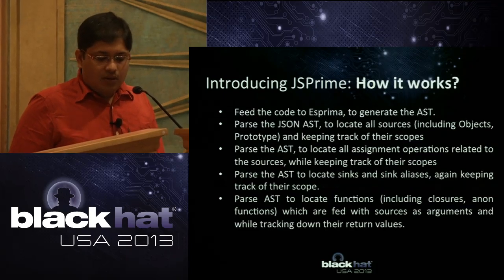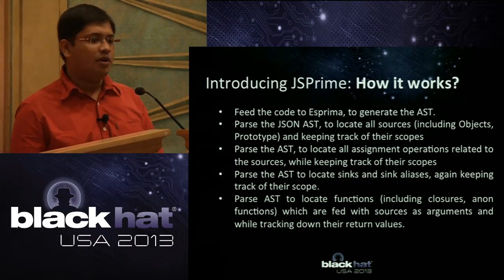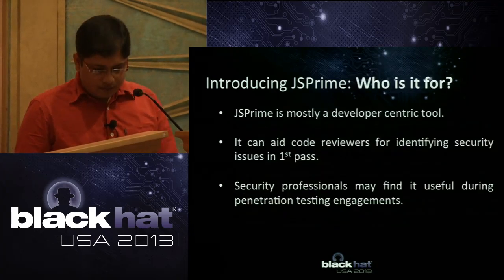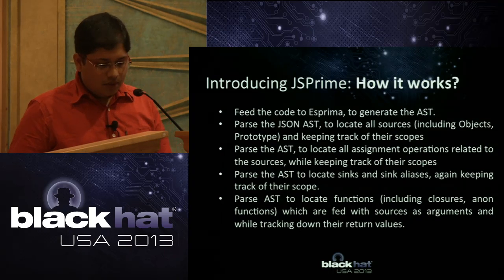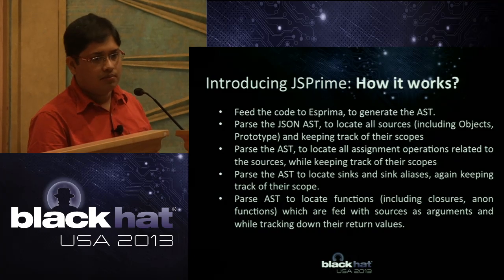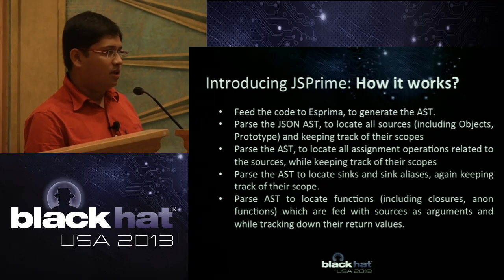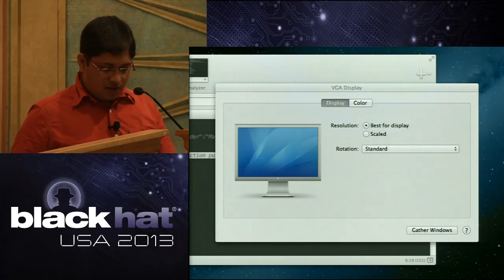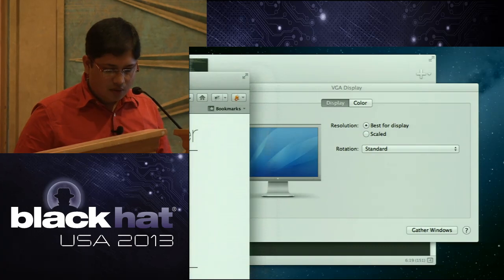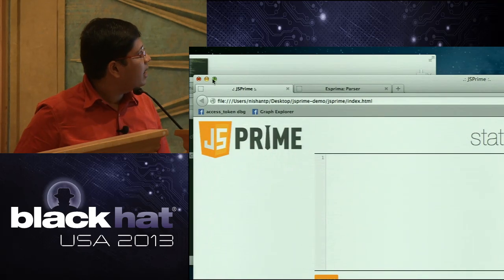So before I go ahead and give you a demo of the tool, I just wanted to briefly run you through and give you an overall idea about how this works. As I said, we are using the open source JavaScript parser called Esprima to generate the AST, or the abstract syntax tree. Now I'll give you a demo of what the Esprima AST looks like.